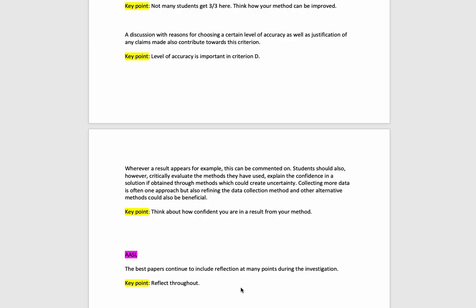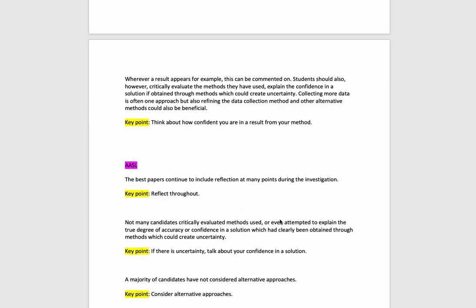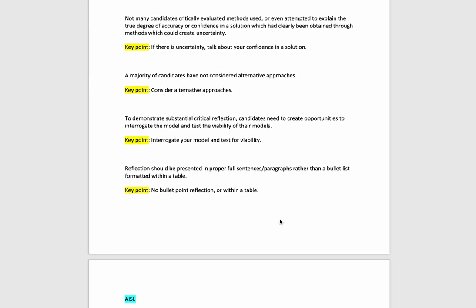Again, same thing. Reflect throughout. This comes up in every single subject report. If there is uncertainty, talk about your confidence in a solution. Same thing. How confident are you in your result? Consider alternative approaches. Interrogate your model and test for viability. So that means test, will your model work? Does it work over the long term?